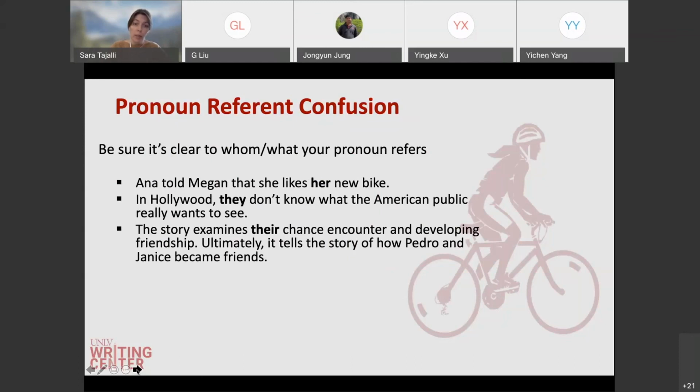Okay. Another thing that could be confusing for your readers is introducing the pronoun before you introduce the subject that it's referring to or the proper noun that it's referring to. And I see this a lot. So, the story examines their chance encounter and developing friendship. At this point, I'm totally confused. I don't know who "their" is because it's not until the next sentence that I'm learning that it's talking about the story of Pedro and Janice.